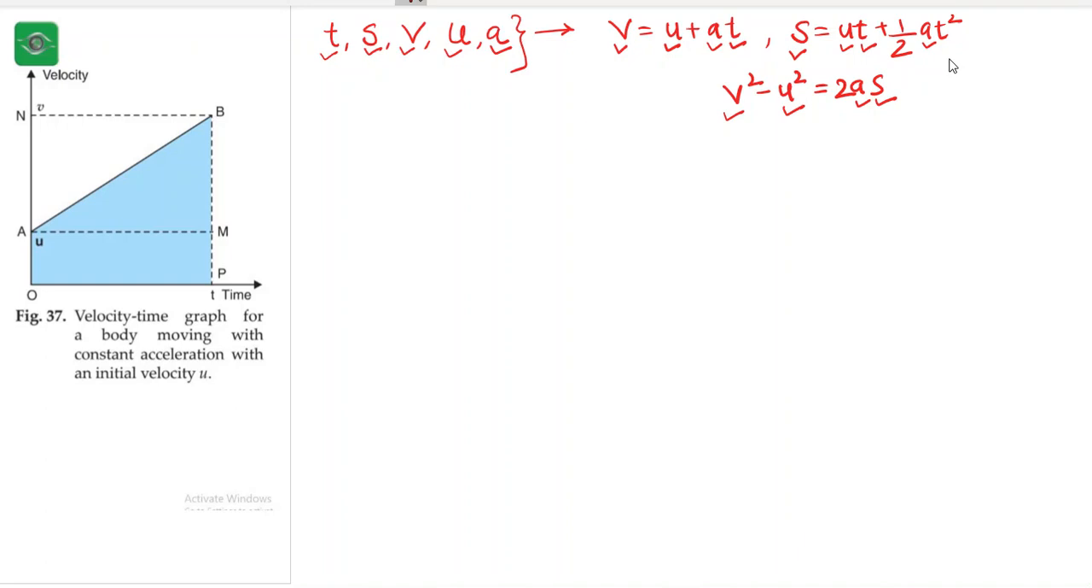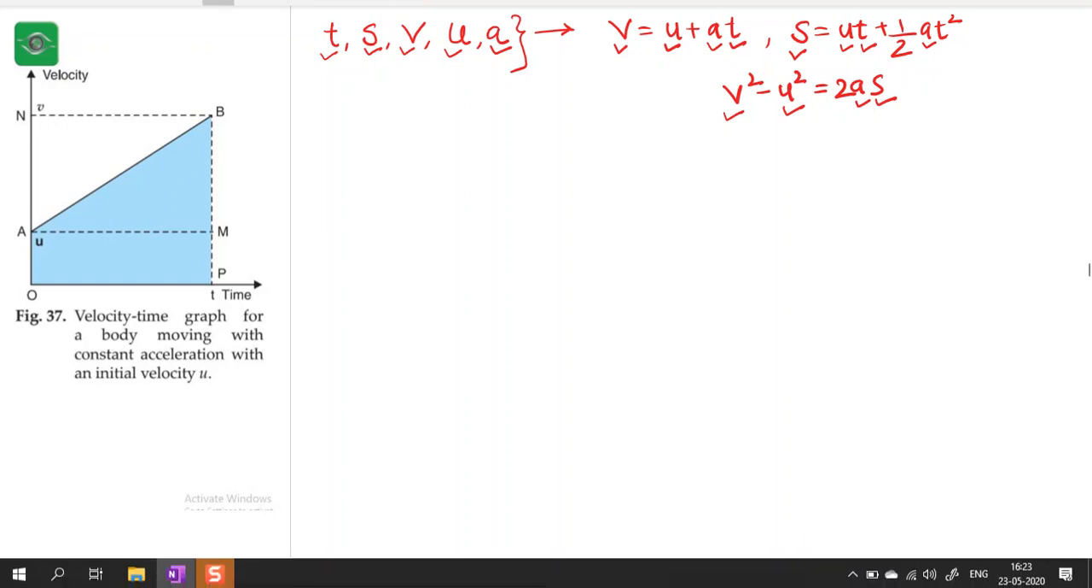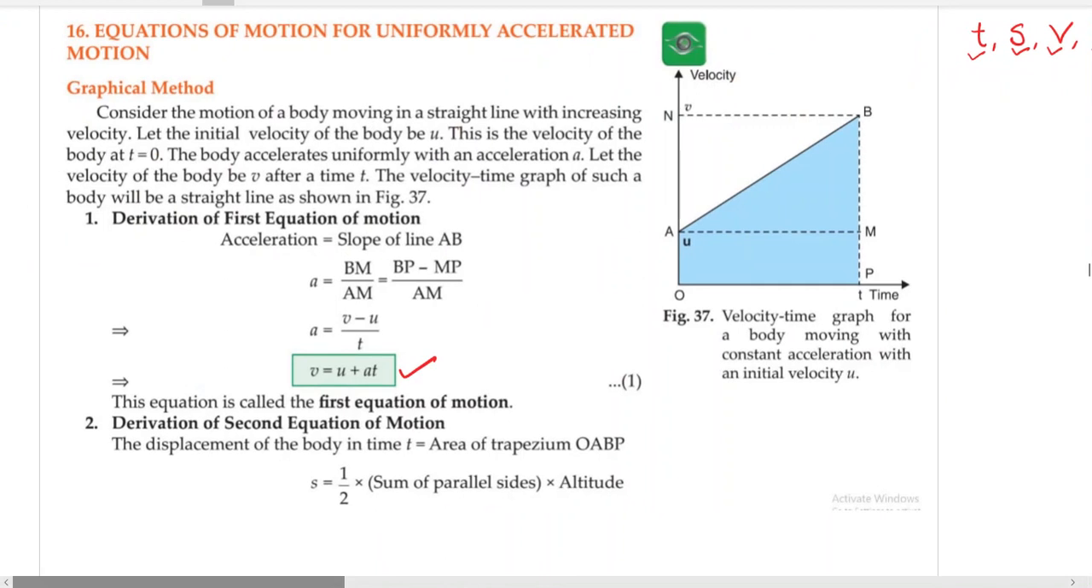So what are we doing with these equations of motion? Okay, we know the equations of motion. Now what? Let's try the numericals. No, we cannot do the numericals directly. First, your syllabus, or any syllabus for that matter for your class, teaches you how to derive these equations. The derivation. The word derivation is very important here.